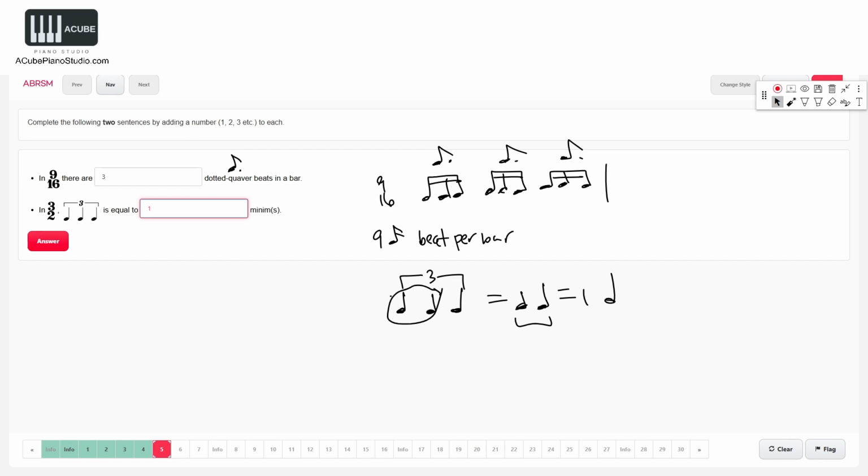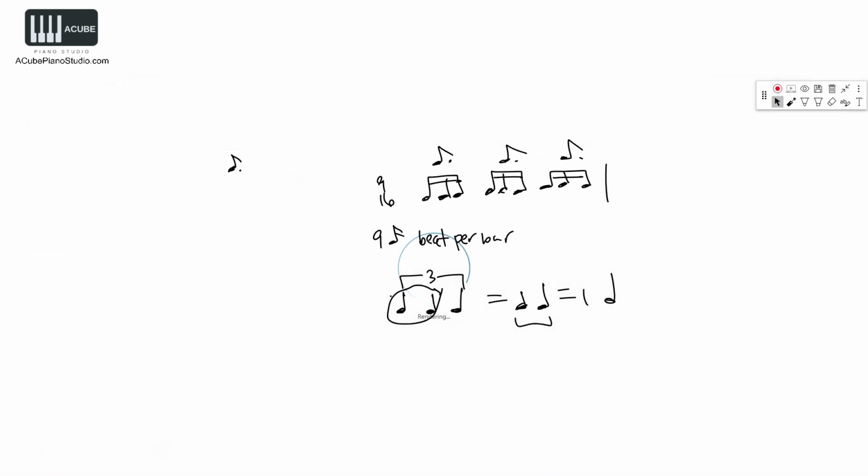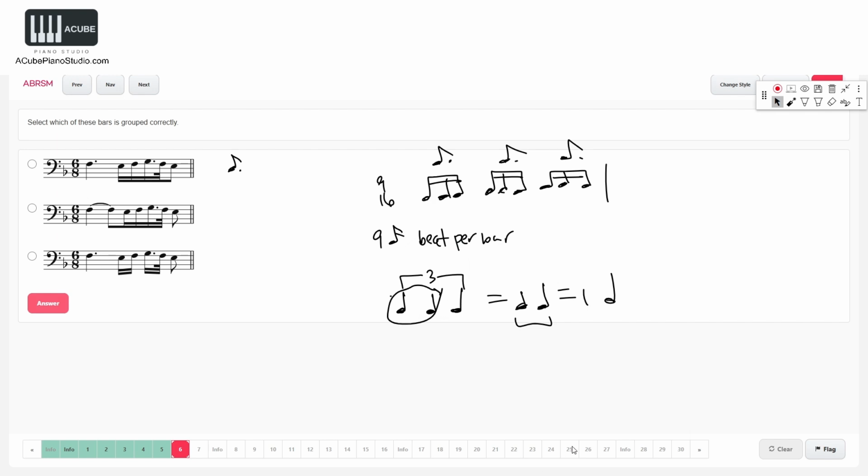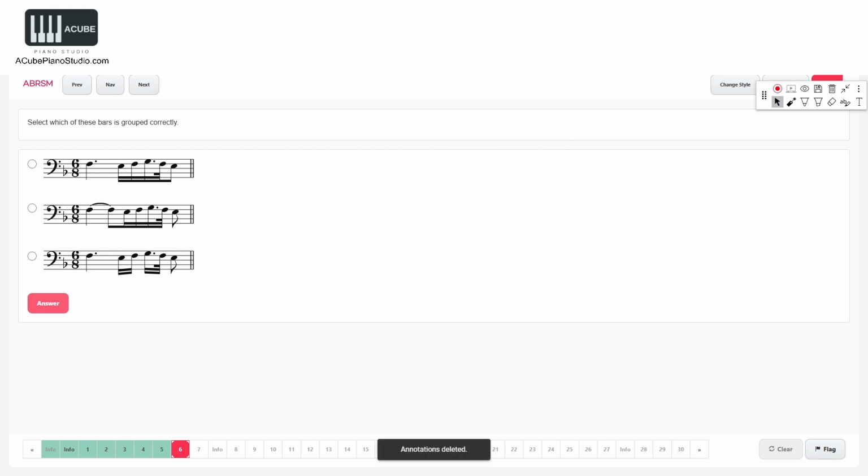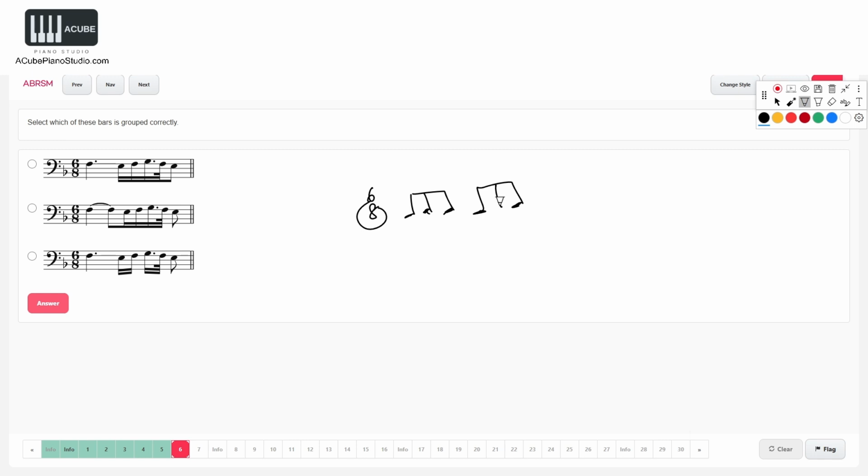Okay, moving on to the next part. Let me erase this first. So now let's take a look at this. Select which of these bars is grouped correctly. So we have 6/8 time. How do we group 6/8 time? 6/8 time is compound time, so we group it in 3 beats by 3 beats. Because 8 is quaver beats, there are 6 quaver beats per bar, and we'll group them in this manner.